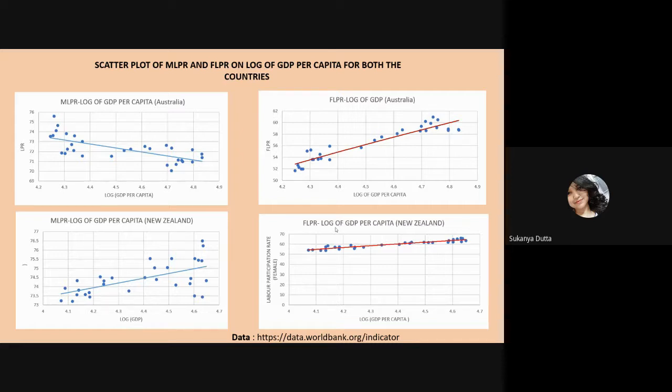For the scatter plot for the FLPR and log of GDP per capita for Australia and New Zealand both, we see that the curve is positively sloped. The slope is much higher in case of Australia, whereas the line is much flatter in case of New Zealand.